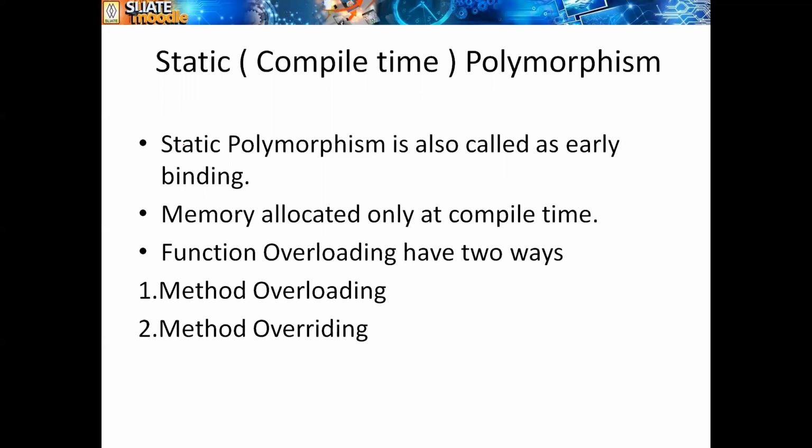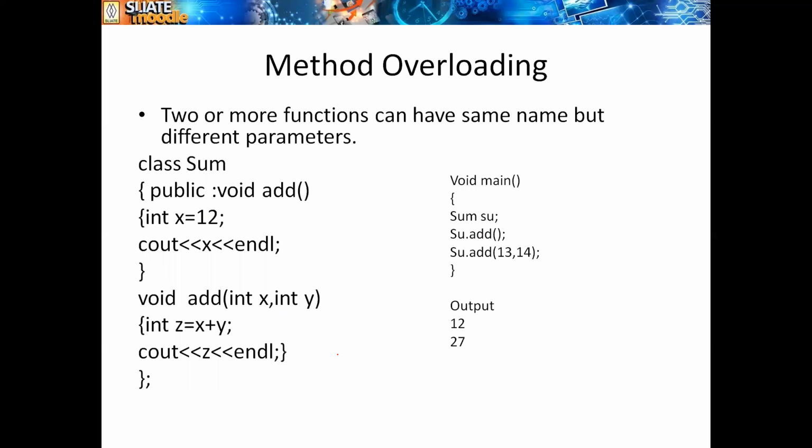Memory is allocated only at compile time. This is called compile time polymorphism. Function overloading has two ways: method overloading and method overriding. Method overloading: two or more functions can have the same name but different parameters.